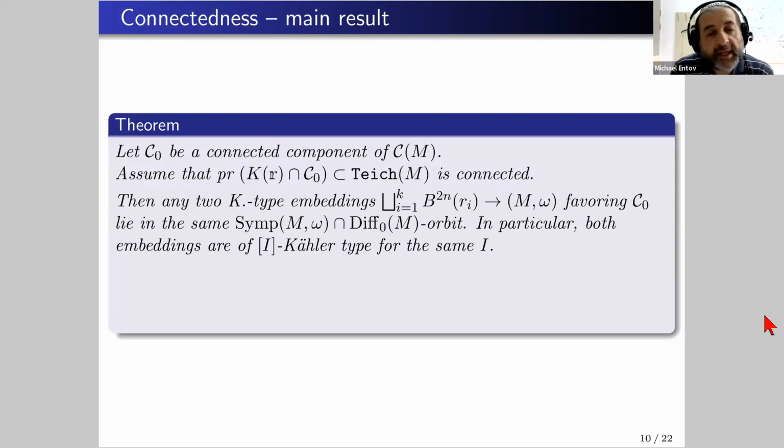Okay, then the claim is that any two Kähler-type embeddings of a collection of balls given by this R, right? Any two Kähler-type embeddings of this collection of balls favoring C naught lie in the same Symp intersection Diff naught orbit. In particular, a posteriori, what you get is that both are of I Kähler-type with the same I.